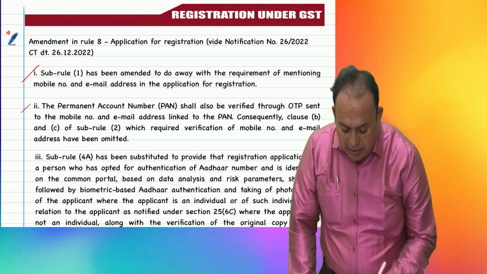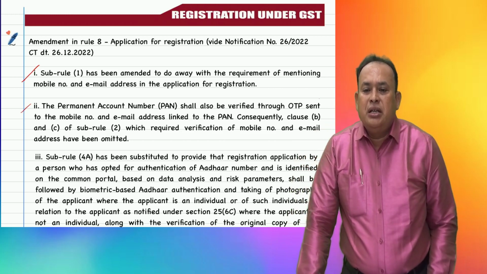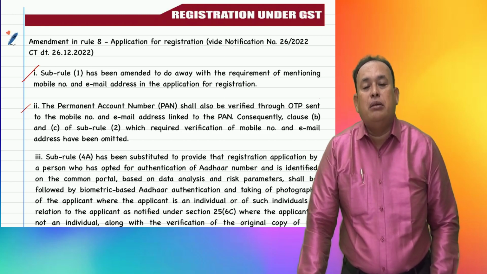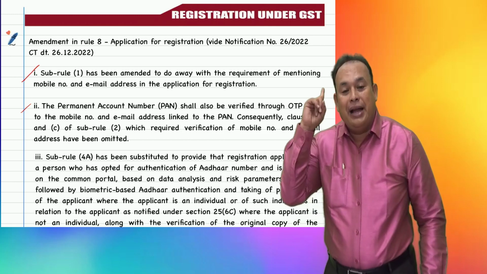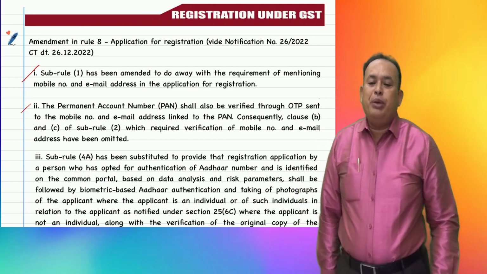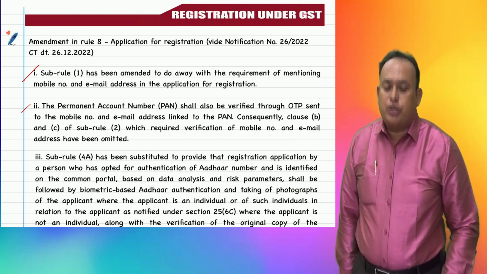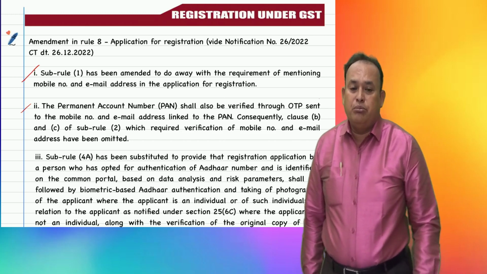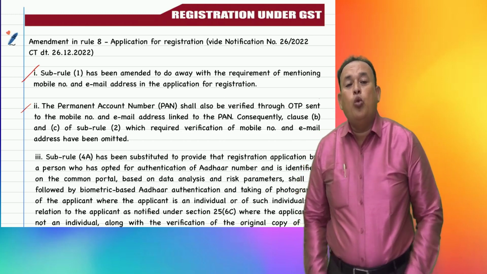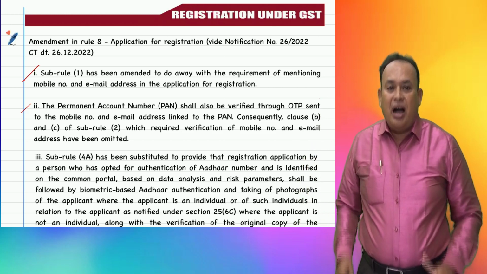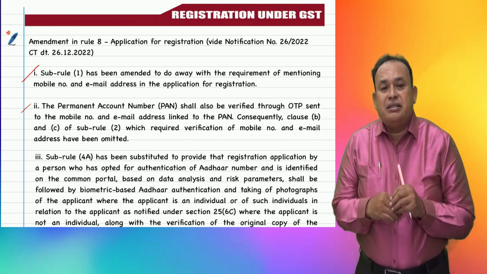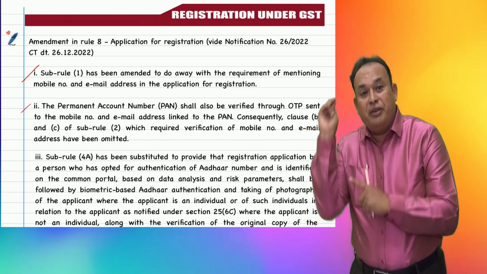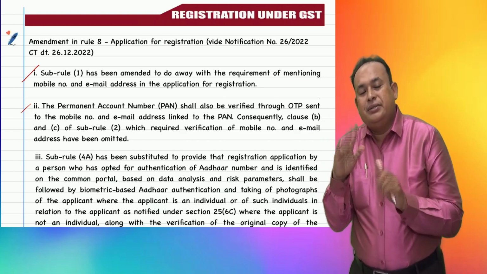Further, rule number 8 further says the permanent account number shall also be verified through OTP sent to the mobile number and email address linked to the PAN. Consequently, clause B and clause C of sub-rule number 2 of rule number 8, which required verification of mobile number and email address, have been omitted. Under GST, it is not warranted. Mobile number and email ID are not required to be given, but whatever you gave for income tax is considered here under GST law.